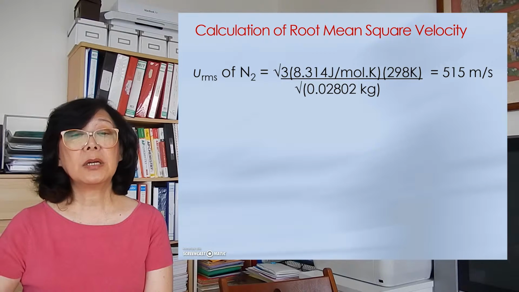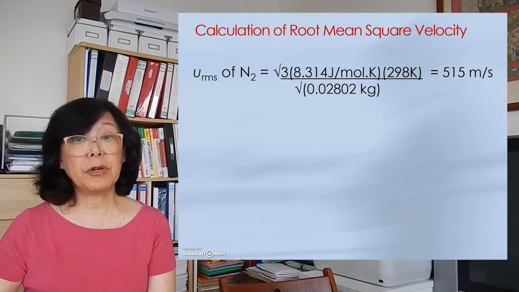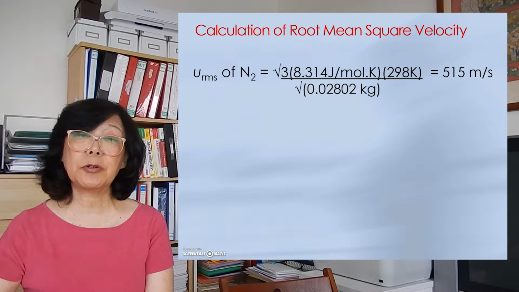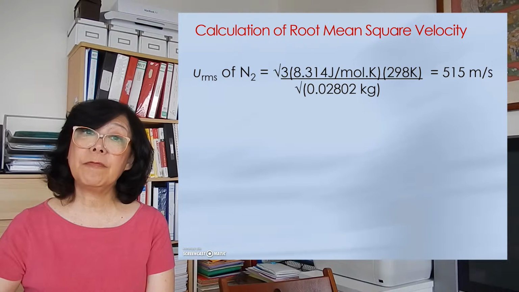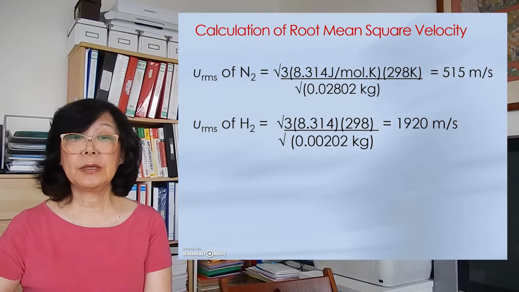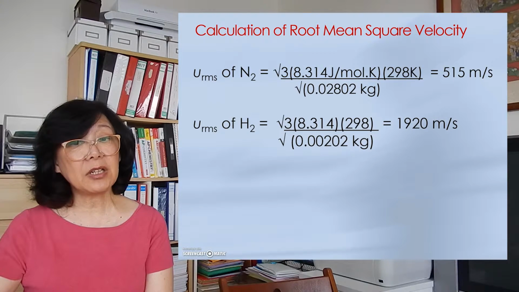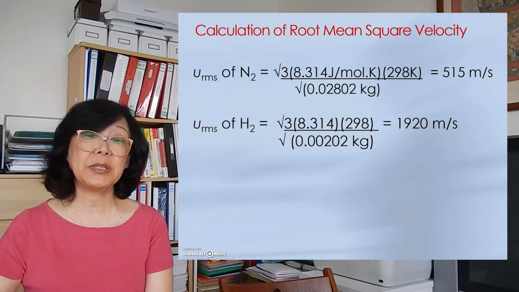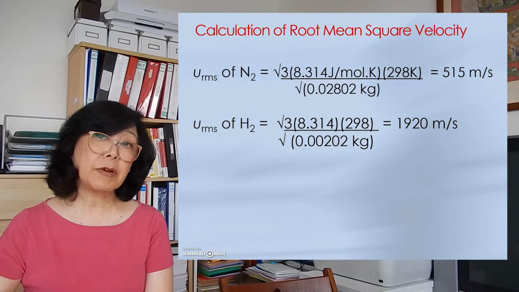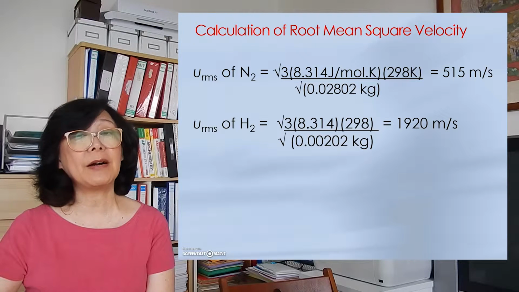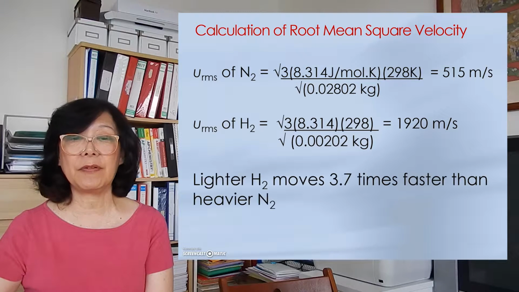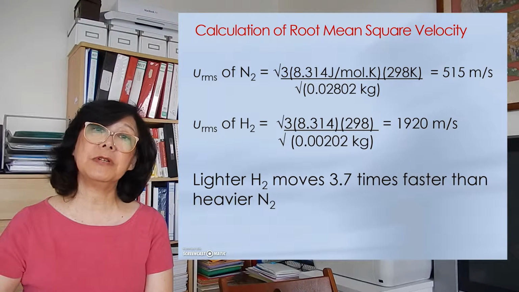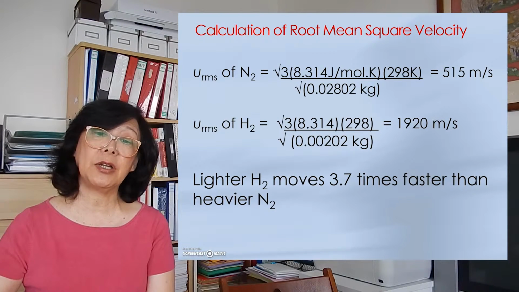Let's calculate the root mean square velocity of nitrogen when we put in the molar mass of 0.028 kilogram per mole of nitrogen. We get 515 meters per second. Now let's calculate the root mean square velocity of hydrogen when we put in the 0.00202 kilogram per mole of hydrogen. We obtain 1,920 meters per second as the root mean square velocity of hydrogen. Now when we compare the two, we find that the hydrogen is moving 3.7 times faster than the heavier nitrogen.